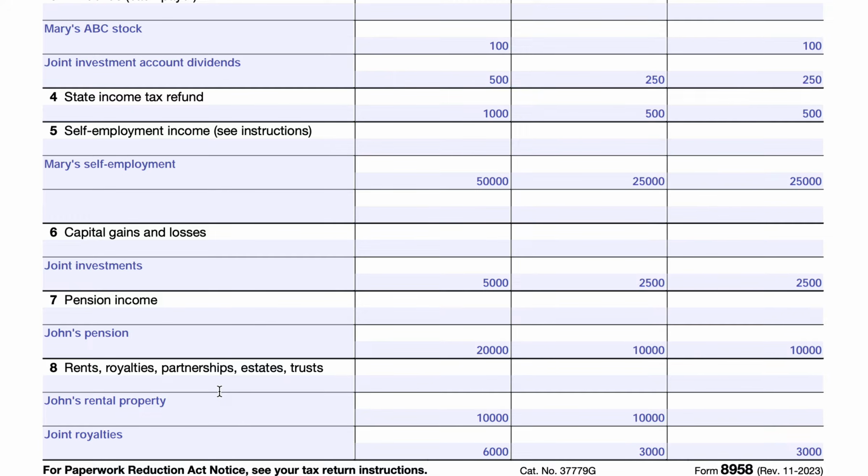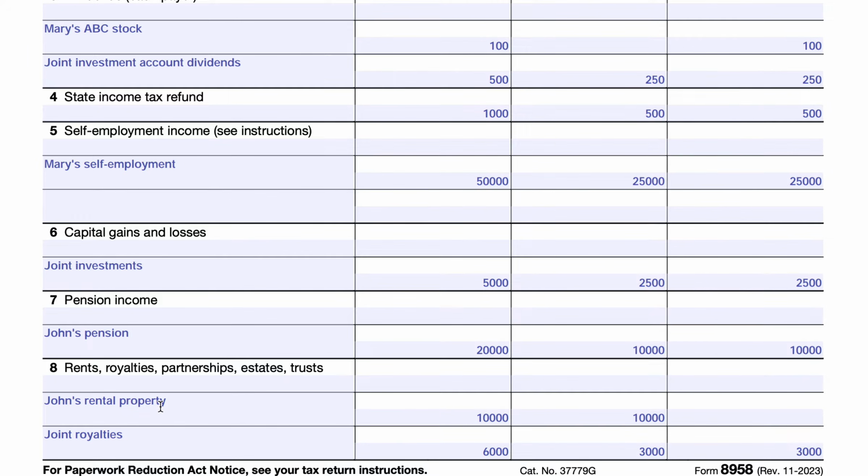You'll see rental property income. So in this case, this was a separately held rental property that John had. He received $10,000 that was reported to him on his 1099-MISC. So he would put that separately.